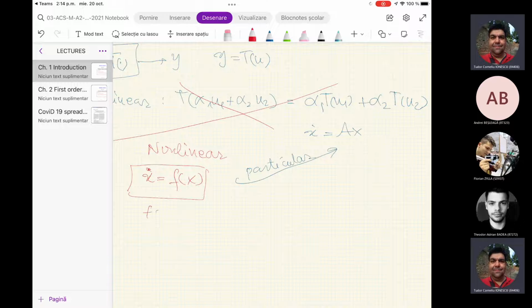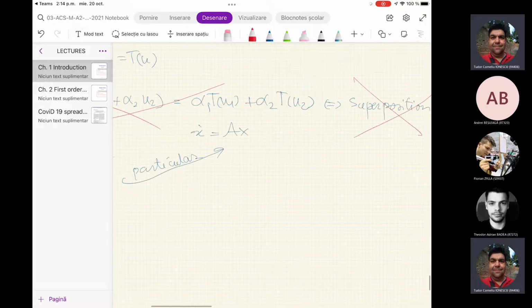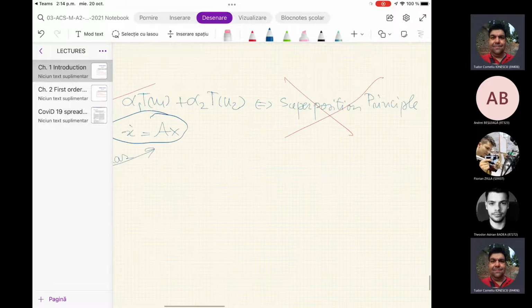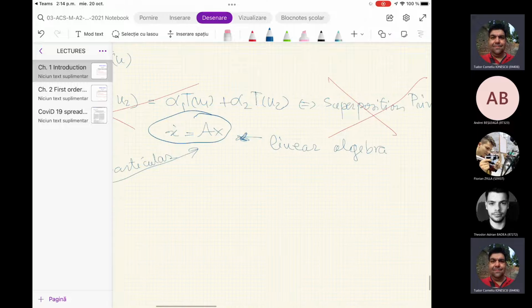I remind you that f is defined on R^n and takes values in R^n. Now in the linear case, this is the shape of function f. And we have all the necessary tools. So here is linear algebra. Linear algebra was a necessary and sufficient tool to describe the functioning or the functionalities and the properties of such systems.